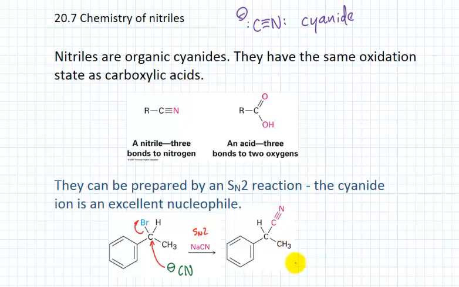This really only works on primary or secondary alkyl halides or alkyl tosylates, something with a good leaving group. You can't do an SN2 reaction on a tertiary carbon. There's too much steric hindrance there. So, one really nice way of making a nitrile. Also interesting because this right here is a new carbon-carbon bond, which we can take advantage of in our reactions of nitriles in just a second, but a really simple way of producing a carbon-carbon bond.